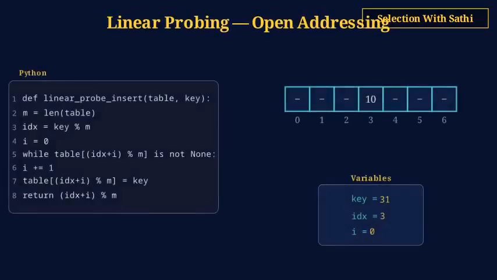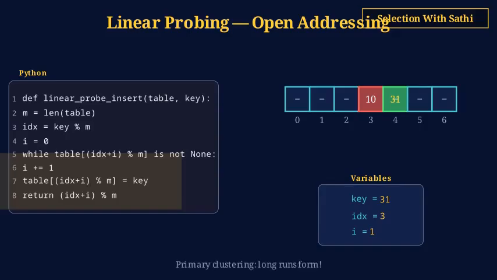Now let us look at linear probing, a form of open addressing. Line 3, compute the initial index. Line 5 is the key part: while the slot is occupied, increment i. We check slot index, index plus 1, index plus 2, and so on. Line 7 places the key once we find an empty slot.